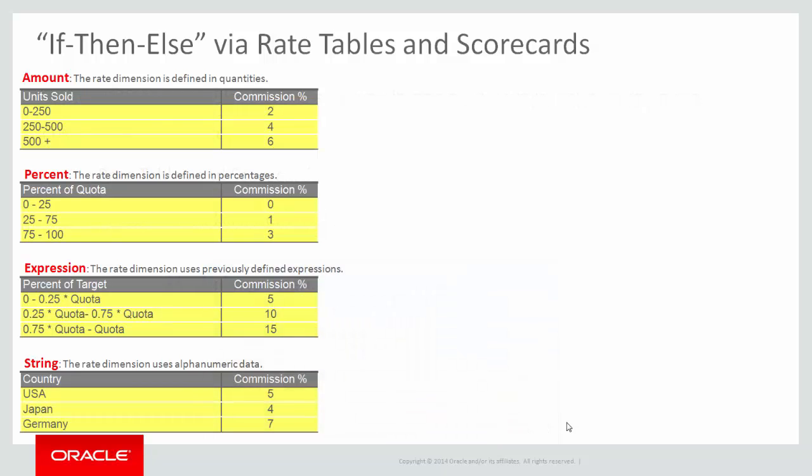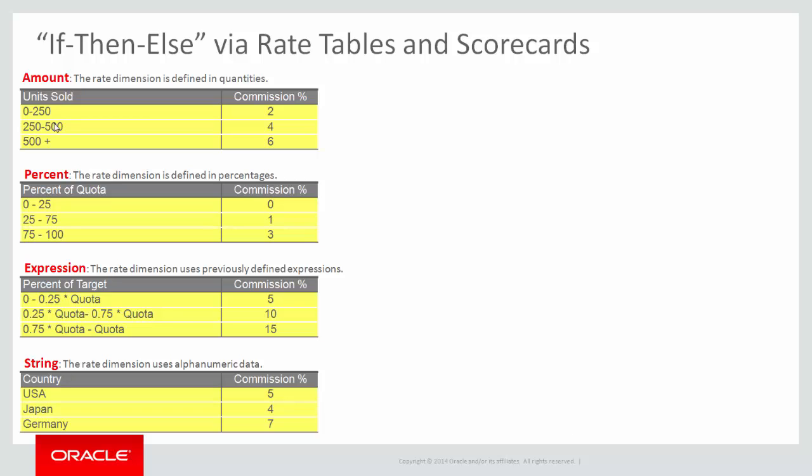The first tactic available to do if-then-else is via the rate tables and scorecards within the compensation plans. If you remember when we were in the compensation plans lecture and we were talking about rate tables, we used this slide you're seeing here. Again, rate tables can have one of four dimensions. They can either be amounts, percents, expressions, or strings.